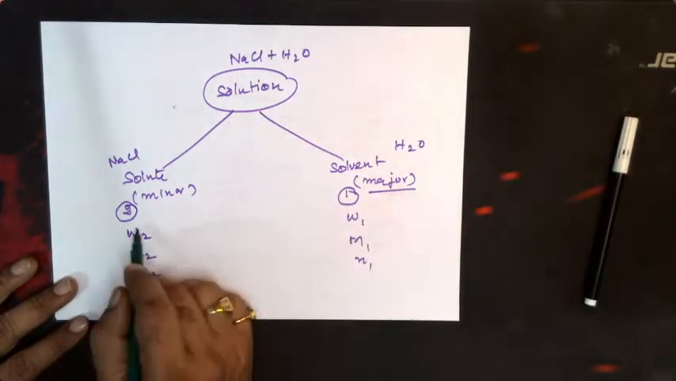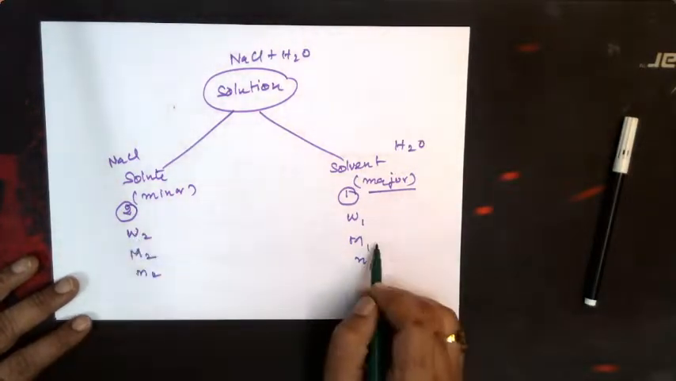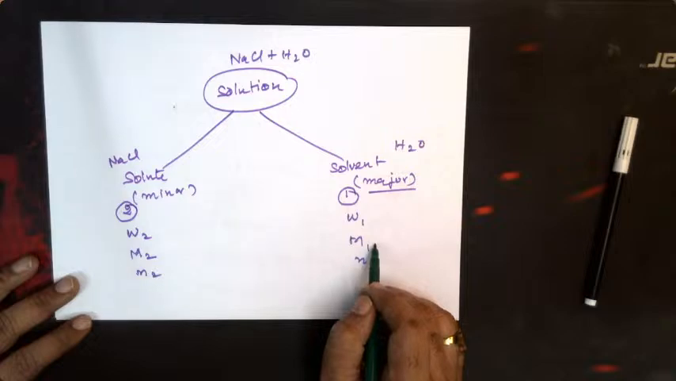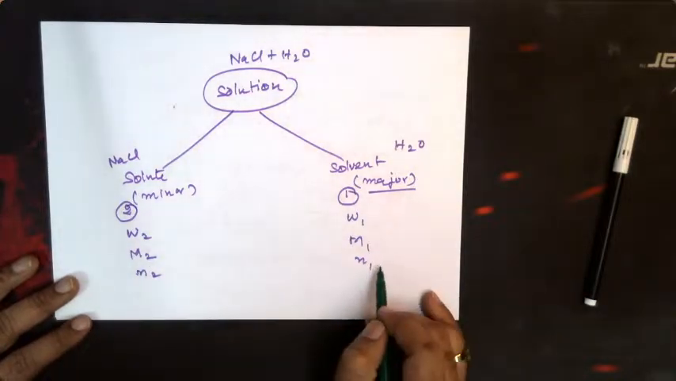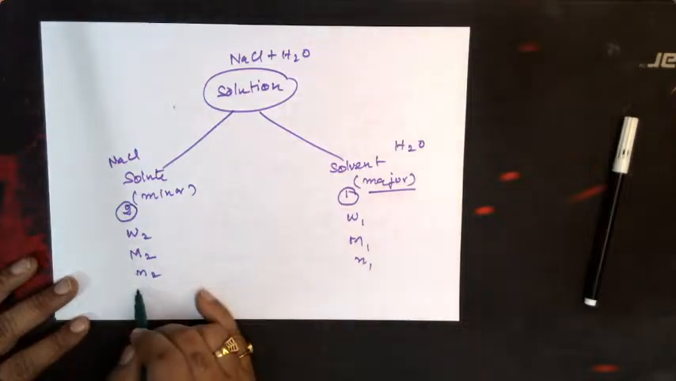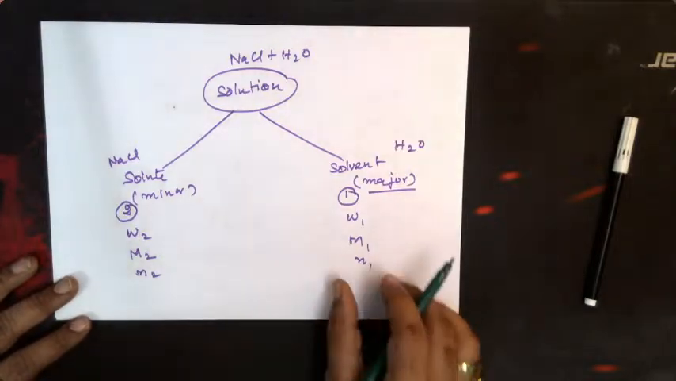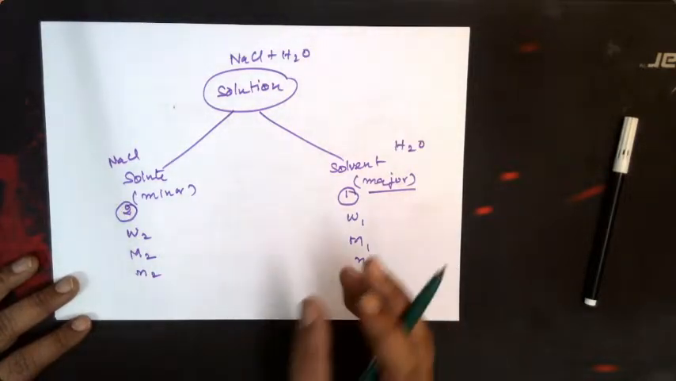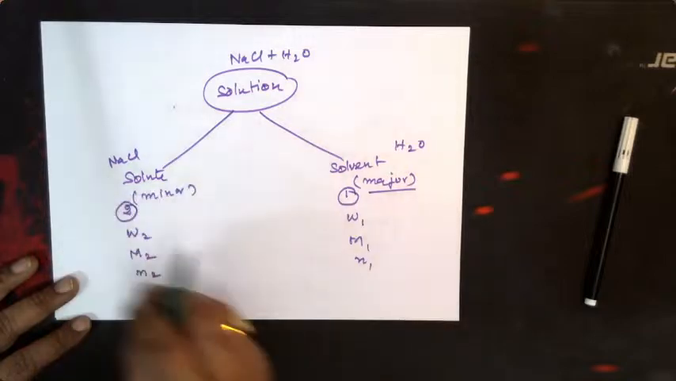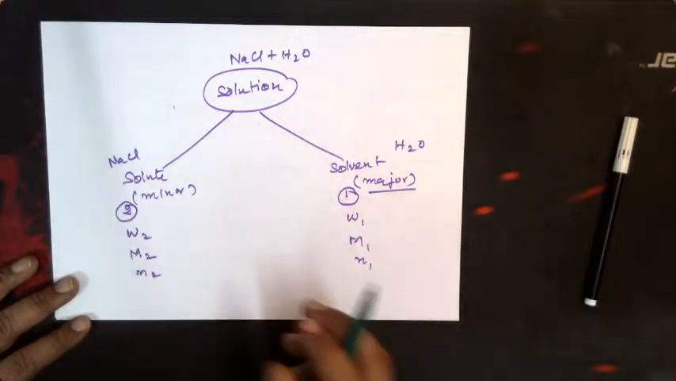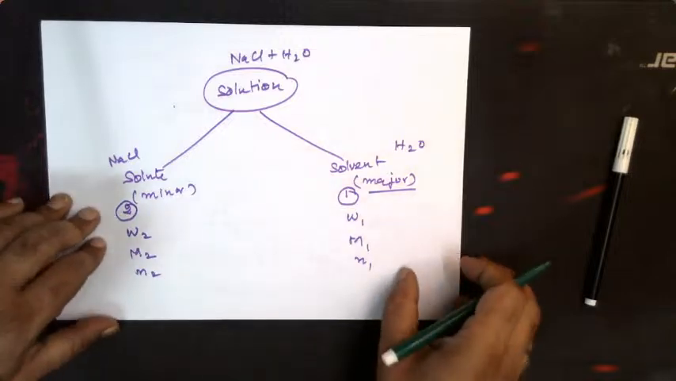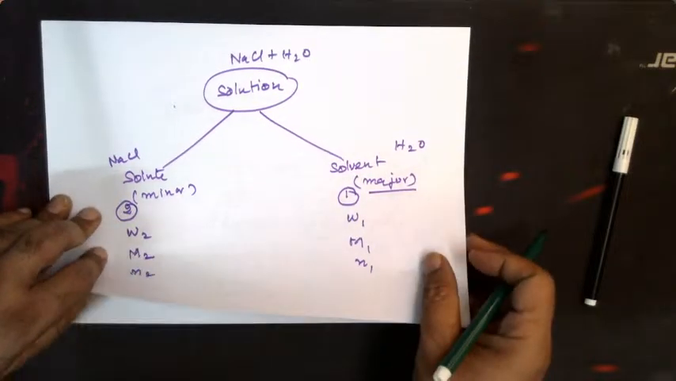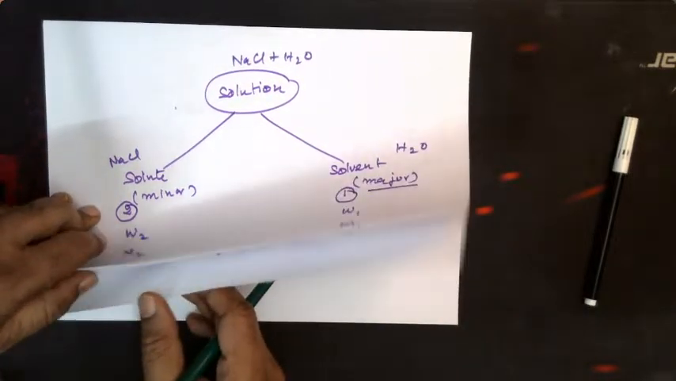Weight of solute, W2. Molecular mass of solvent, M1. Molecular mass of solute, M2. Number of moles of solvent, N1. Number of moles of solute, N2. Number of moles of solvent means, in this case, you can even mention it as the amount of solvent particles, N1. N2 is the amount of solute particles. Likewise, you can remember. Okay? Right. Now let me go further.